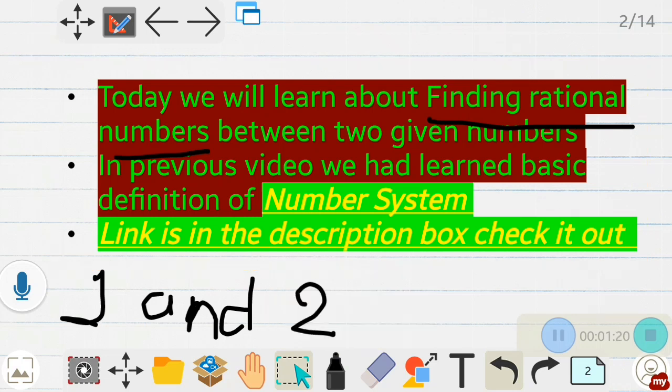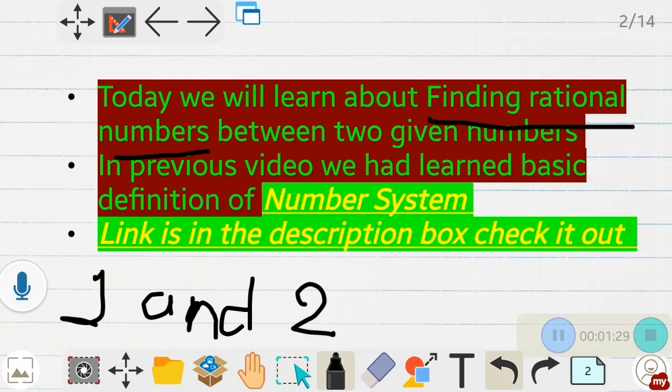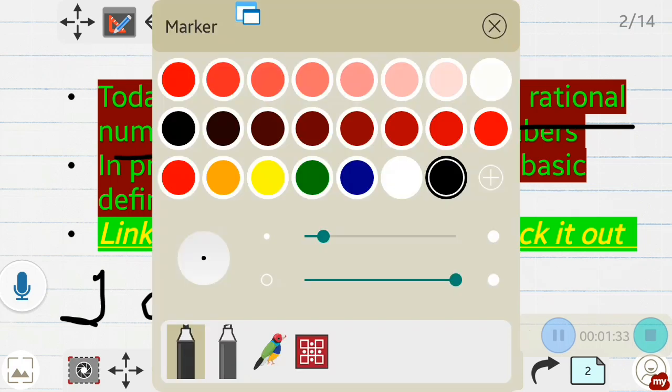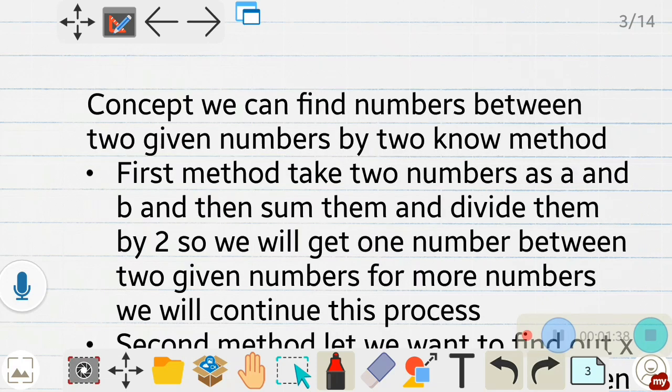And let's talk about our previous video. In the previous video we discussed the basic definition of a number system, what a number system is, and which one is a number system, what is a whole number, and everything. So first let's start today's topic.